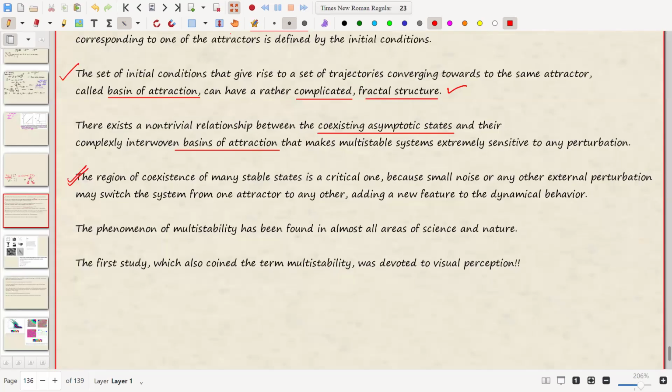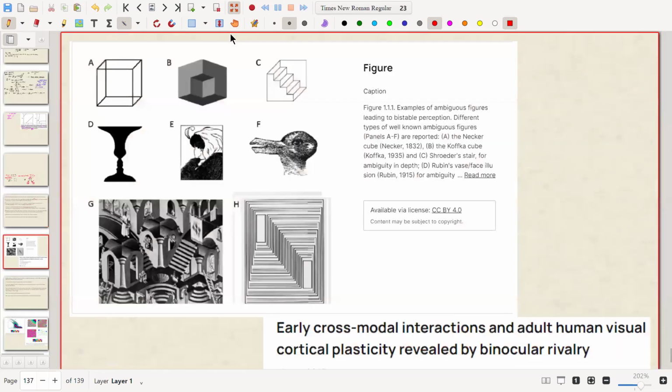The phenomenon of multistability has been found in almost all areas of science and even in nature. We will see something related to visual perception right now. Try to see this image over here. I will start from this case because it is easier. See this image on D. What do you see? You might be seeing a vase, some apples or oranges. But at the same time, you can see there are two faces looking into each other.